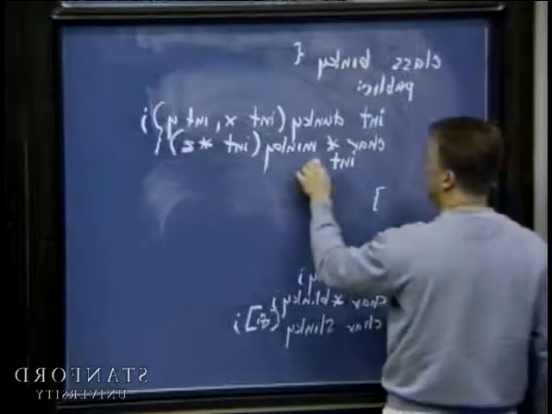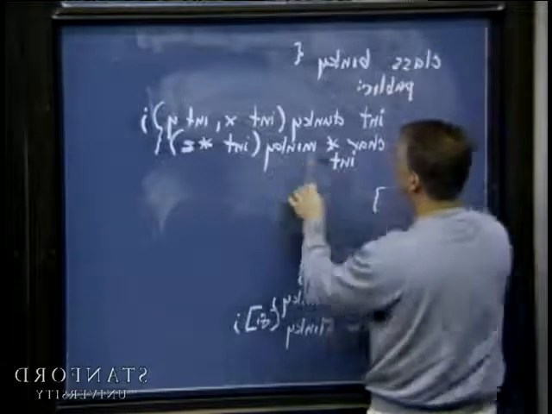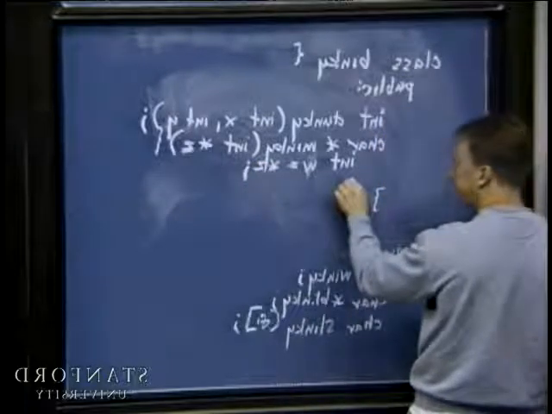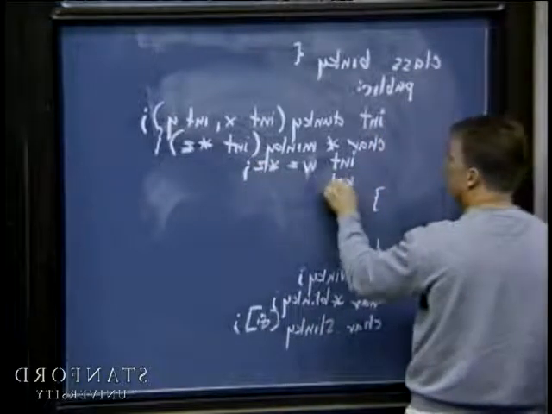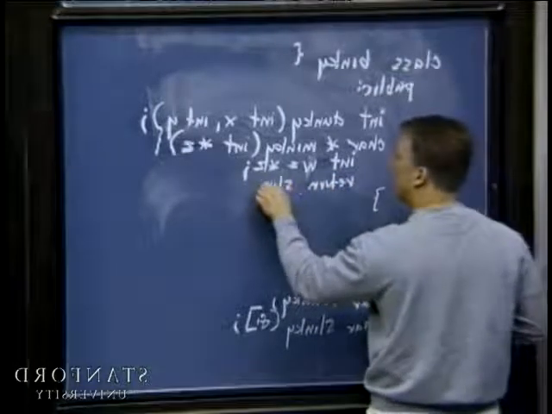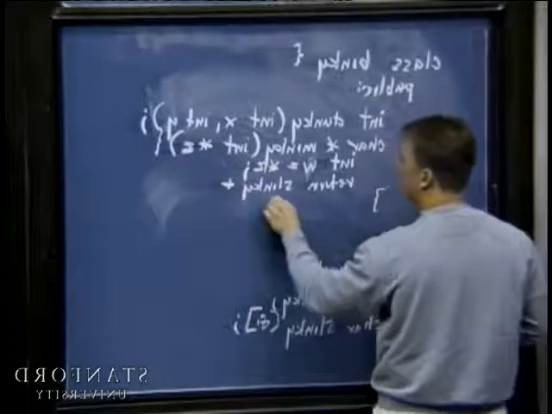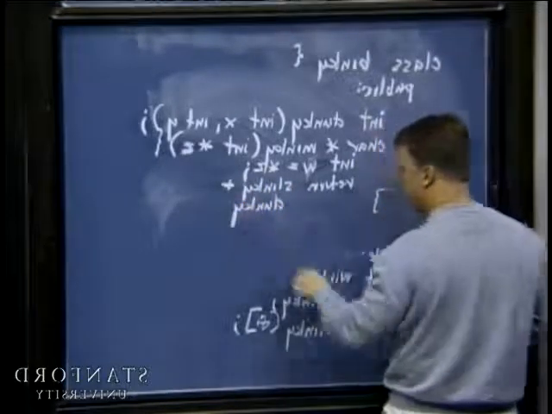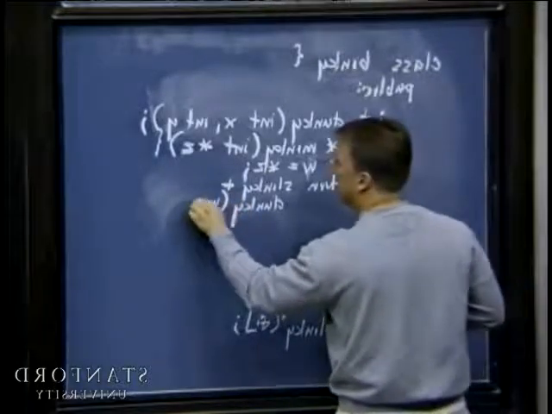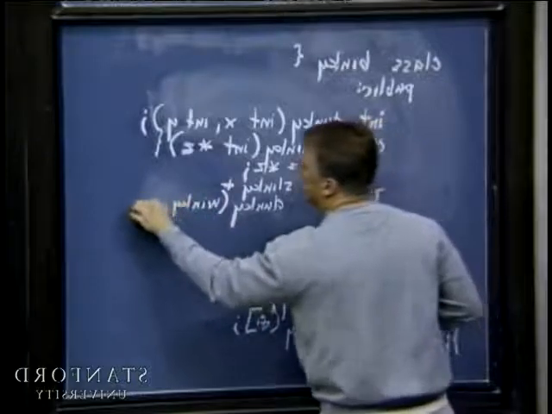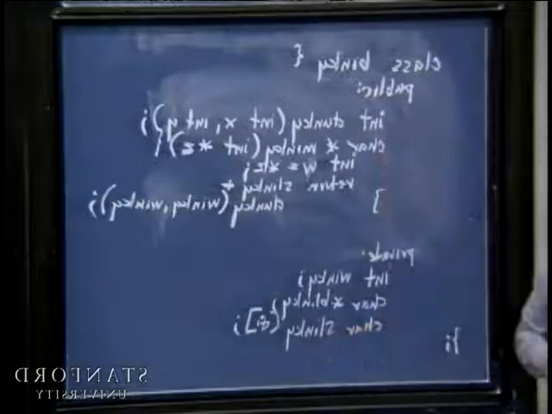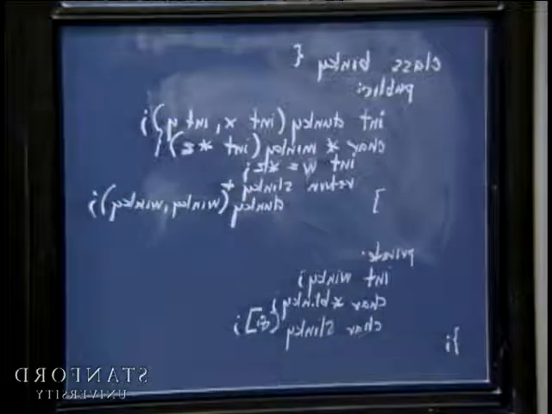Int w is equal to asterisk z, and then I want to return Slinky plus whatever I get by calling this donkey method. I'm not going to implement all the code for this, but I will do this. Winky, Winky, and that's going to be good enough. It's a very short method. You don't normally inline it in the .h. I'm just putting all the code in one board. Okay.